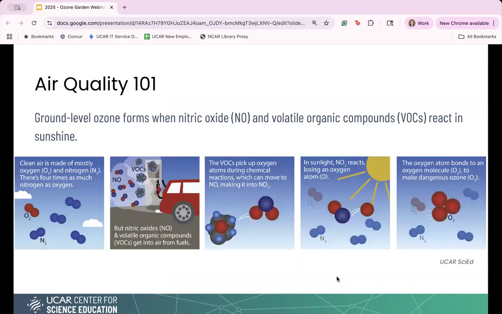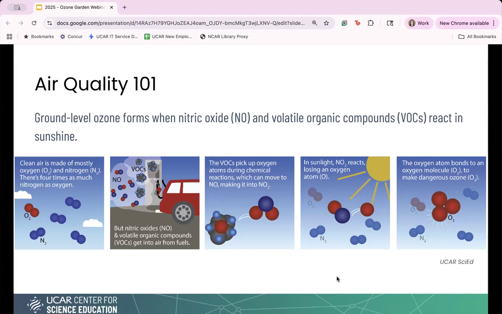And for our purposes, we're really focusing a lot on ground level ozone. This is an image showing how ground level ozone forms. What happens for this one is you have nitric oxide, or NO, and volatile organic compounds, or VOCs, and they react in sunshine. So we look at this image here, it really shows you the clean air, what's happening there. And then we have some kind of reduction of nitric oxides. So here we have it from a car and also the volatile organic compounds. And then they have chemical reactions.